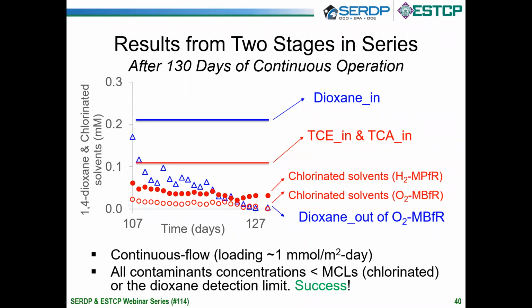Now, it's also interesting with those open circles. These are the chlorinated solvents, a little bit of DCA, a little bit of MCA. And you can see as the biofilm in the second stage matured, they went down to almost zero as well. We expected this. We expected that we could do aerobic degradation of DCA and MCA, and we did. So we got everything removed in the two-stage process.